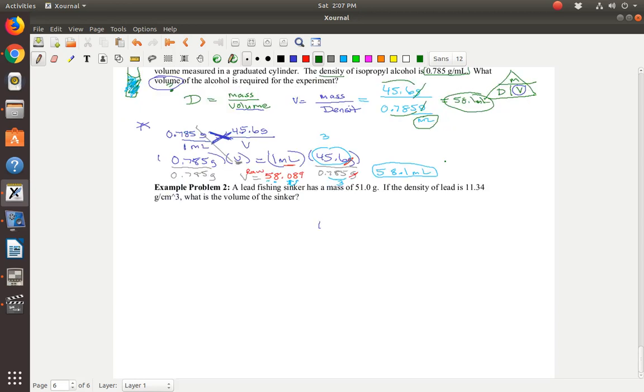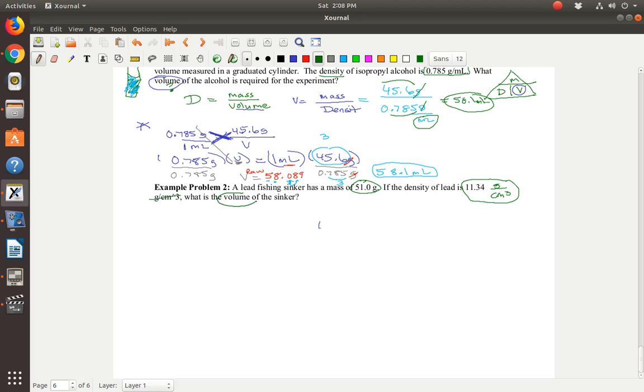Let's try the second one. A lead fishing sinker, one of those little gray things on the end of a line, has a mass of 51.0 grams. The density of lead is 11.34 grams per centimeter cubed. I'm just putting the unit right next to the number. Now notice a lead sinker is a solid, so I use the centimeter cubed. Up here we had a liquid that we're putting in a cylinder, so we used milliliters.